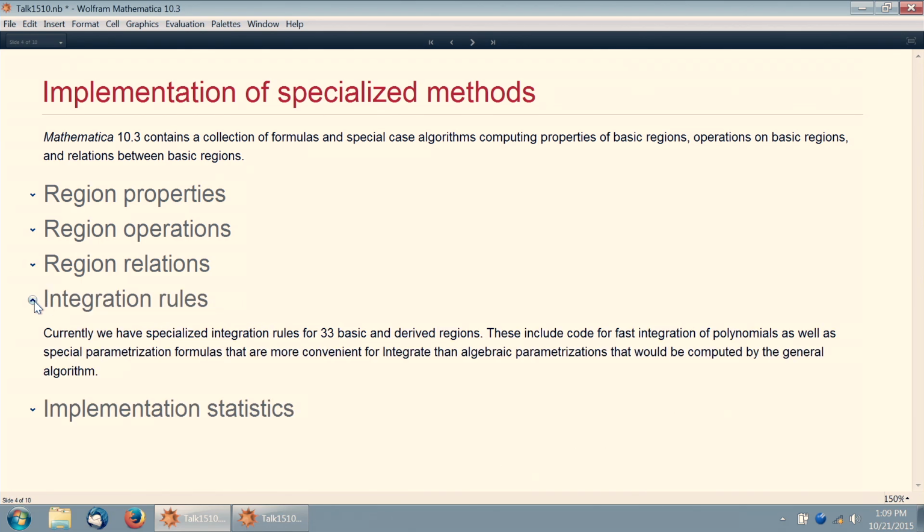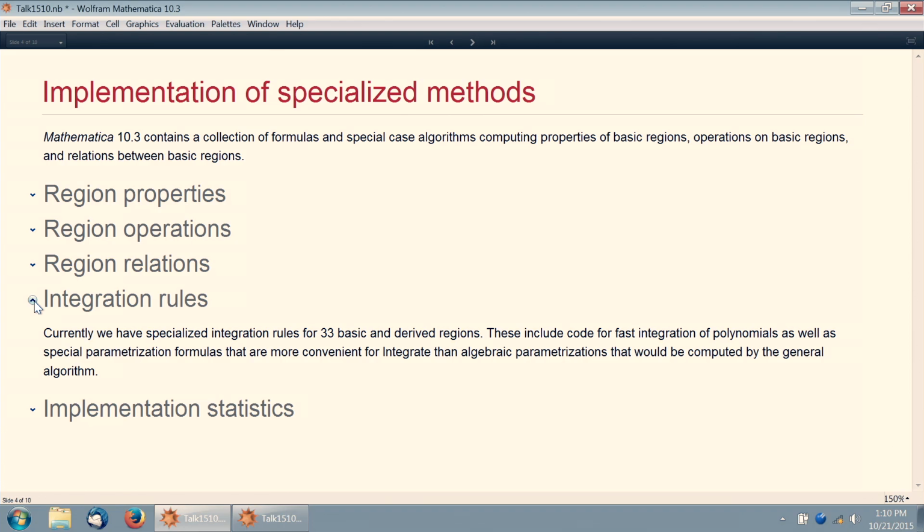Okay, and we have integration rules. Right now we have specialized integration rules for 33 basic and derived regions. So we can have code for fast integration of polynomials. For many regions, we just have a closed form formula for the integral of a polynomial over this region.